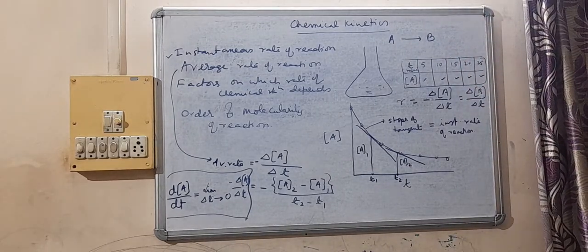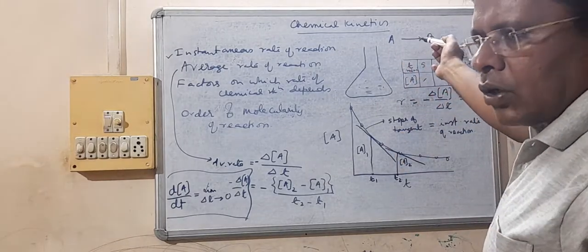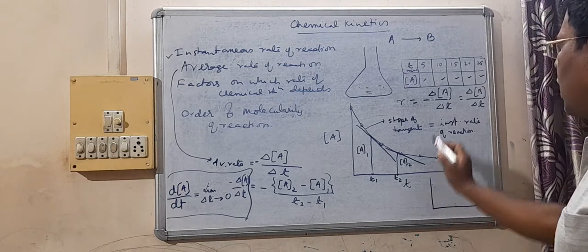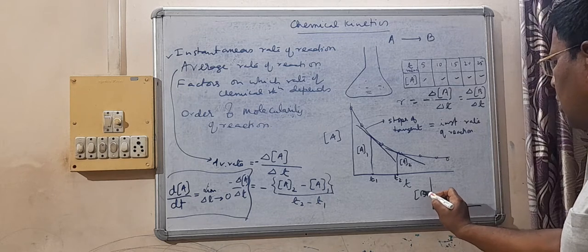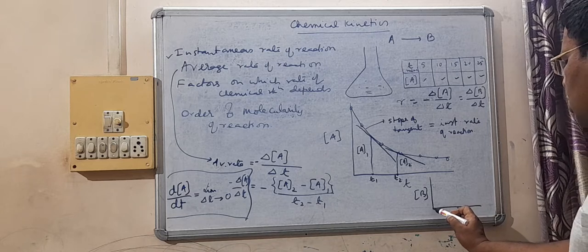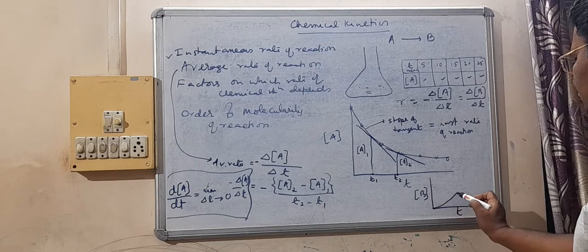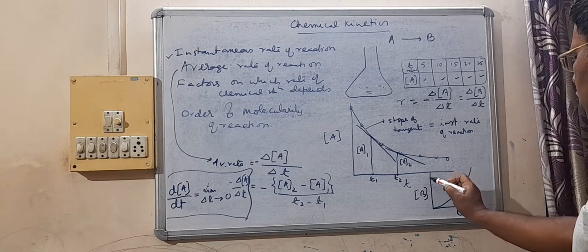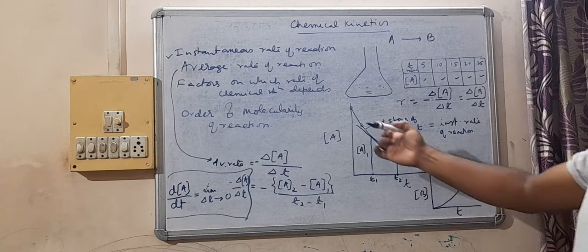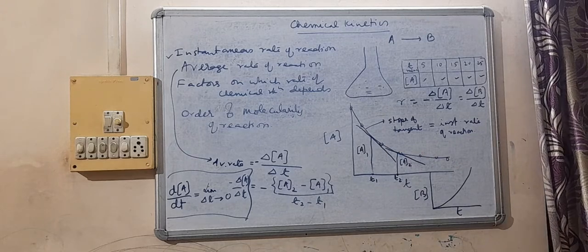Okay, now children, we had done this graph following the reactant. We can follow the product also. If we follow the product, suppose we are plotting concentration of B with time, then naturally at initial time concentration is 0 and gradually it is going to increase. The concentration of B is going to increase. So if you take product, the graph will be like this. If you take reactant, the graph will be like this. But it is all the same.